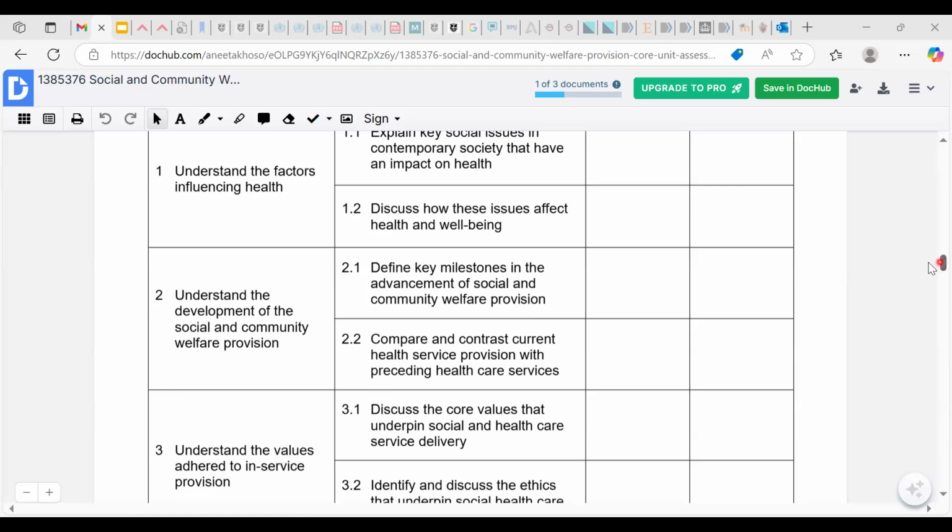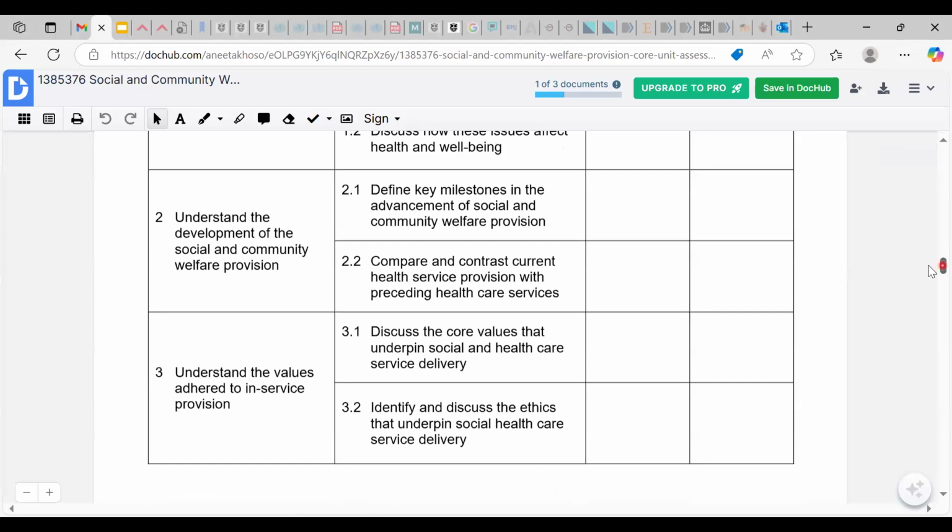The third and last learning outcome, which will be discussed next Saturday, is to understand the values adhered to in service provision. Here you are discussing the core values that underpin social and healthcare service delivery, and you would identify and discuss the ethics that underpin social healthcare service delivery. That's it. These are the 3 learning outcomes that we will be covering over the 3 days of the weekend.